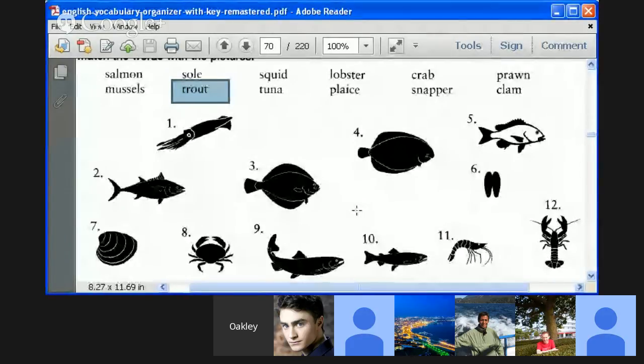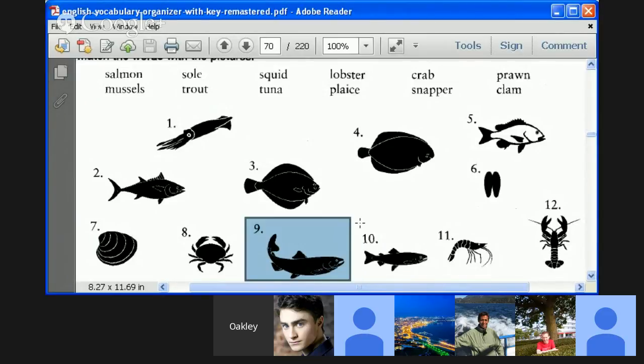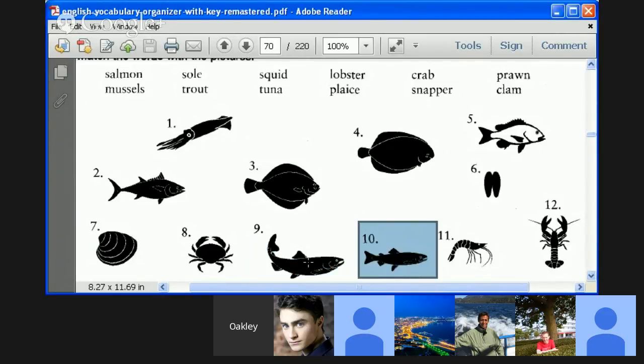I think it's 10 or 5. Yeah, I think you're right. 10. Probably 10. Trout and salmon are very similar, but of course, trout's smaller than a salmon.